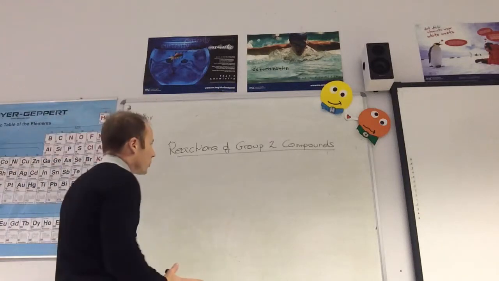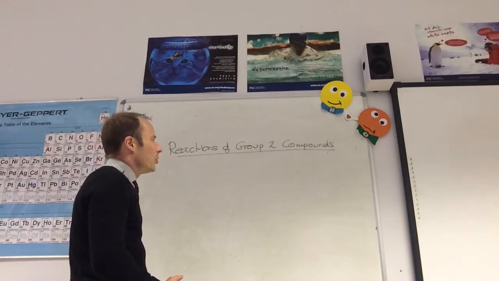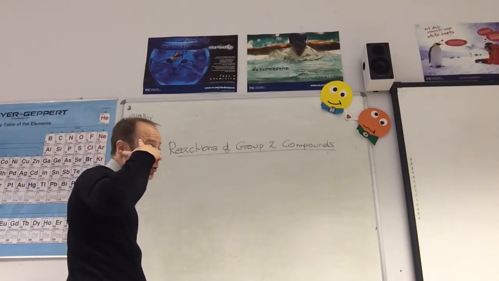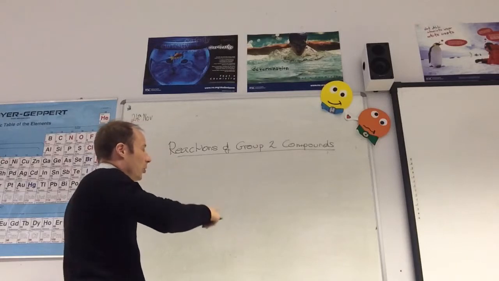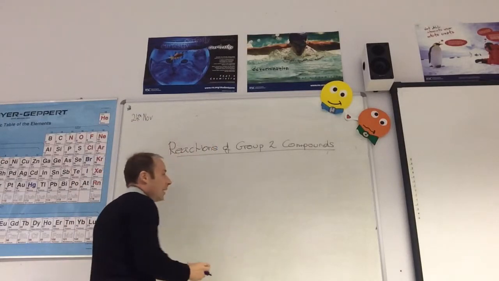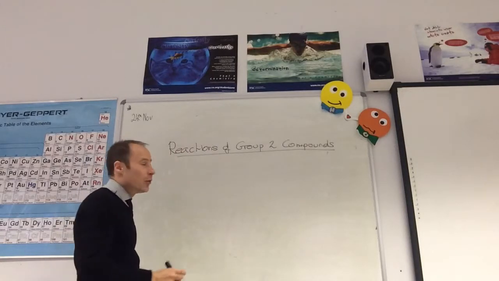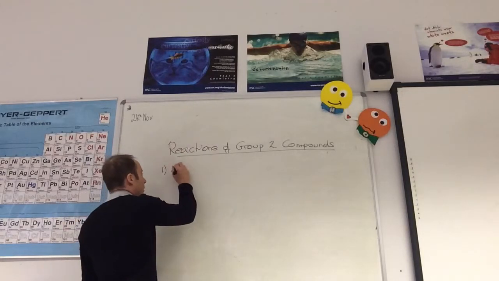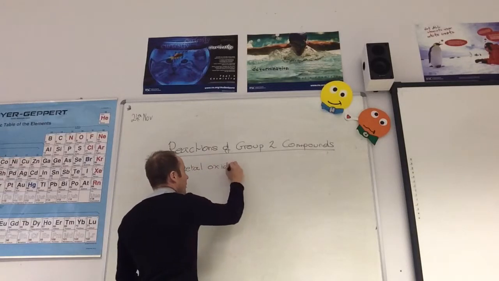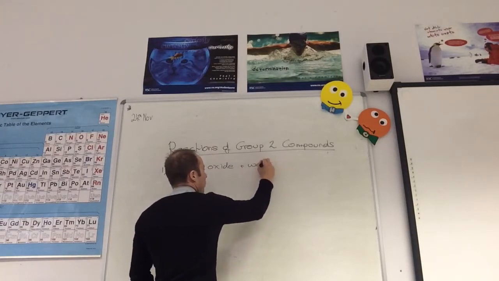So there are two reactions of group 2 compounds we need to know. Really important, keep these separate from the group 2 metal reactions. So the group 2 compounds, the first one is going to be the metal oxide with water. So number 1 is your metal oxide plus water.